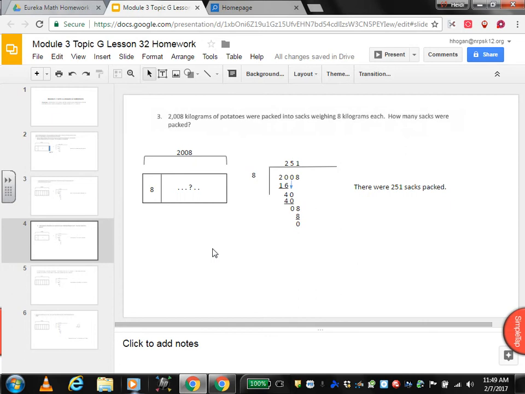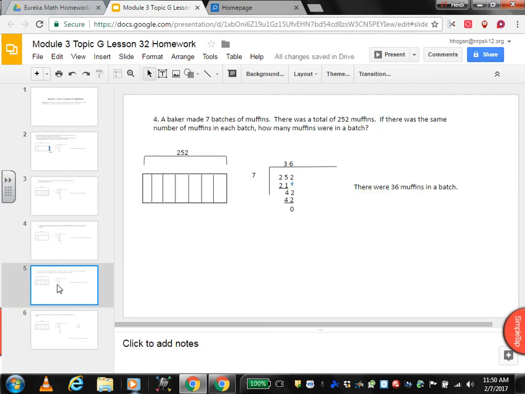Okay? So 2,008 kilograms of potatoes were packed into sacks. Each sack weighed 8 kilograms. How many sacks could they pack? So 2,008 divided by 8. 8 times 2 is 16. 20 minus 16 is 4. Bring down our 0. 40 divided by 8 is 5 because 5 times 8 is 40. We're left with nothing. Bring down the 8. 1 times 8 is 8. So 251. So there were 251 sacks, and you could even say of potatoes packed. And remember to spell potatoes correctly.